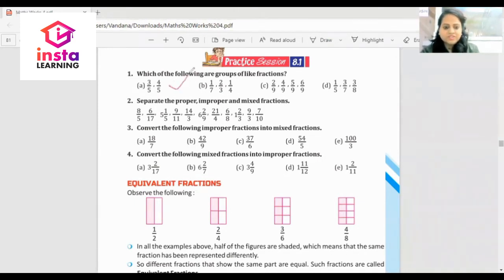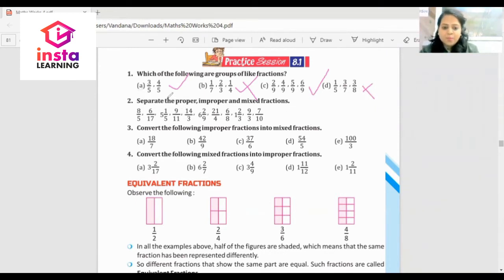This is your like fraction. This is not like fraction because the denominators are not the same. These are the same denominator. So just cross that because the denominators are not the same. And in this the denominators are the same, so just tick that: 5, 7, 8. These are the denominators. Just cross because the denominators that are the same, that should be the same. Okay.